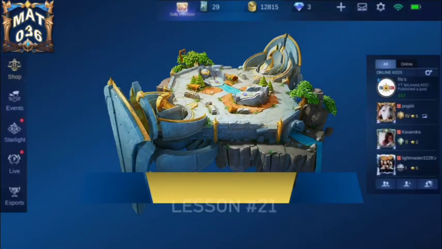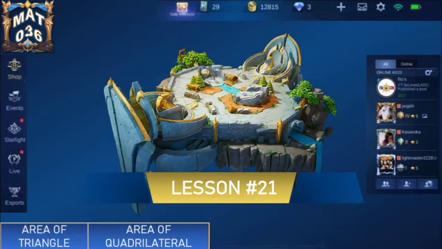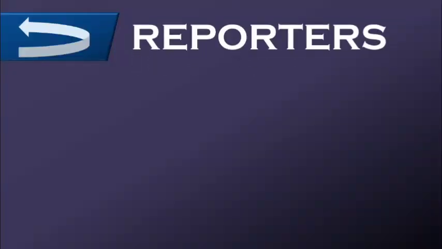Today we are going to tackle Lesson number 21, which is entitled The Area of a Triangle, a Quadrilateral, and Irregular Polygons. So who are the reporters for this morning?